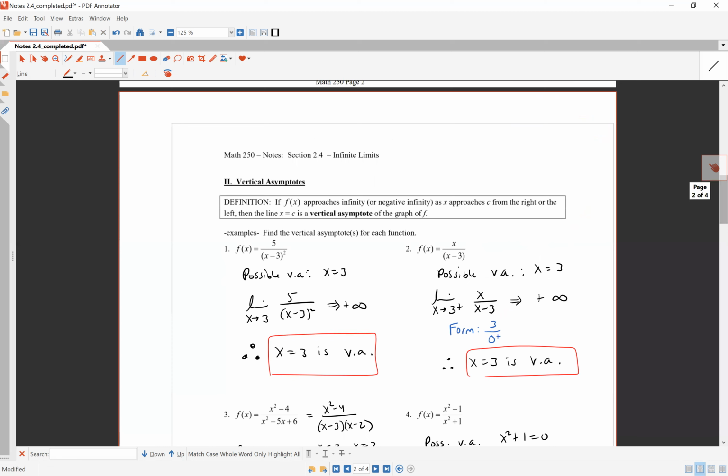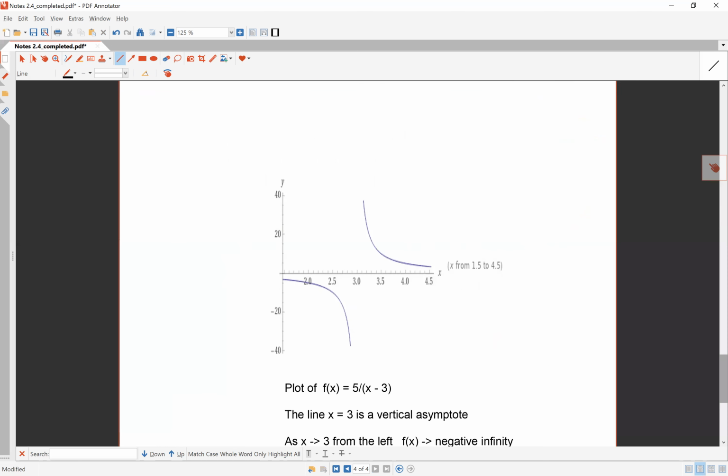So again, this graph down here, I don't actually have the line plotted in, but it plots f of x equals 1 divided by x minus 3. No matter what direction we go to x equals 3, from the left it's negative infinity, and as we go to the right, it's positive infinity. So the graph never crosses x equals 3. It's undefined at x equals 3, and it's going to either positive or negative infinity depending on what direction you're on. So the line x equals 3 is a vertical asymptote.